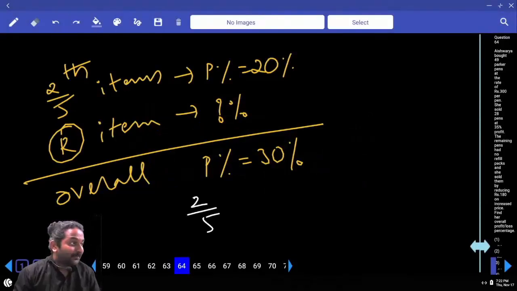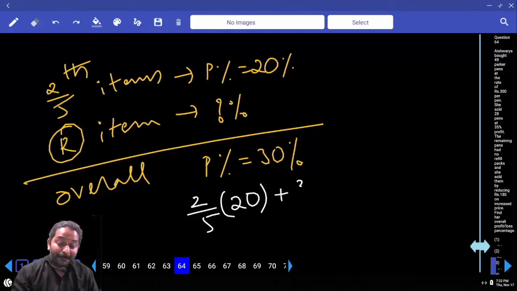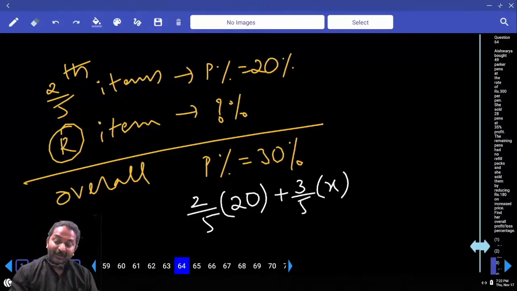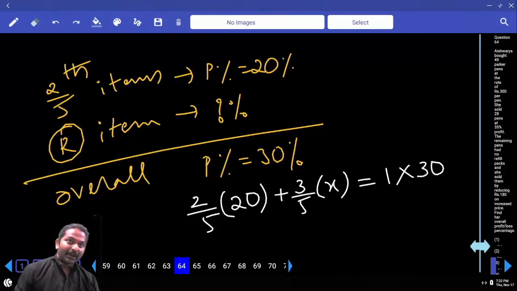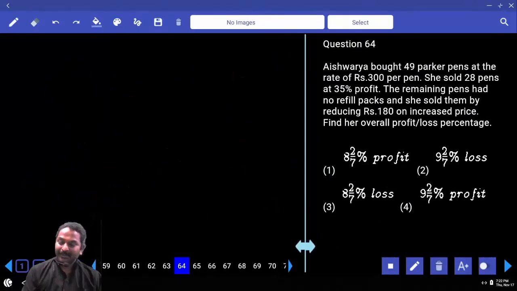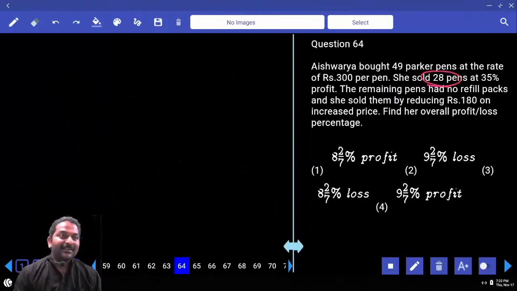Two-fifth items profit percent, remaining profit percent X, overall is equal to 1 upon that 30%. This is how you do it, right? Yes. Same way I am telling now. Same steps. Already how many pens is he selling? 28. Remaining? 21. 28 you already know, you can calculate the remaining.